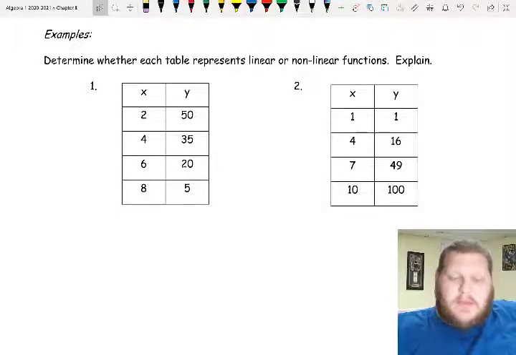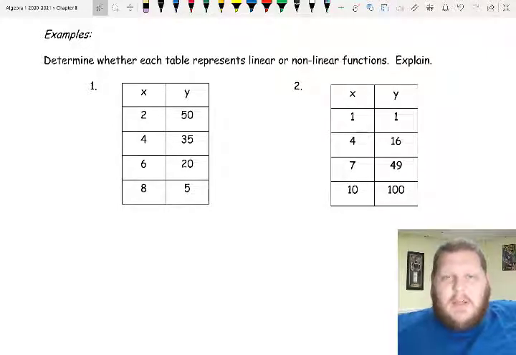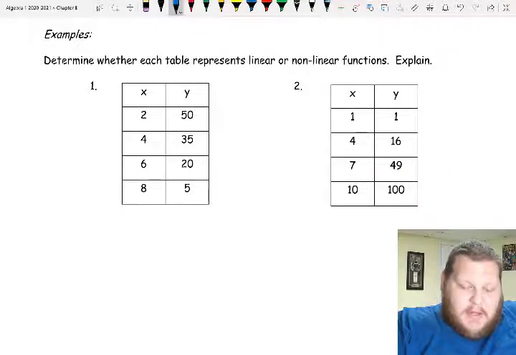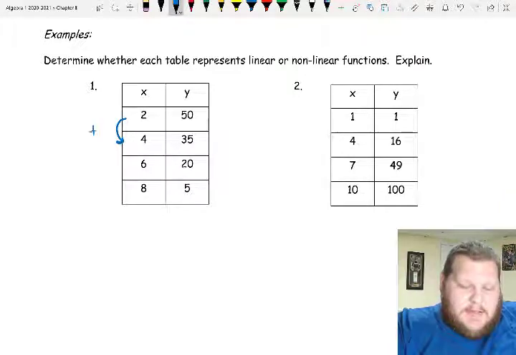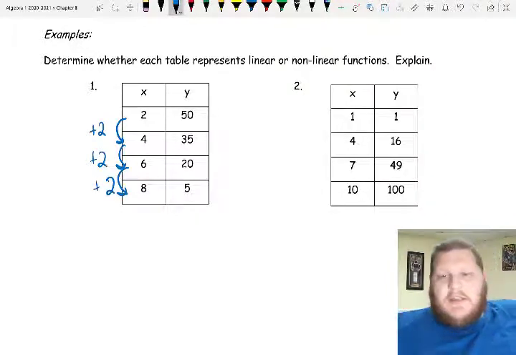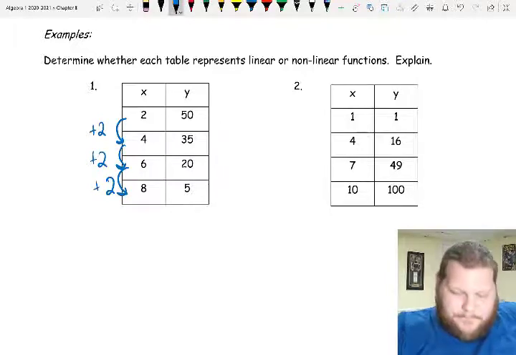What we want to do here is look, as I look at my table, do my x values change at a constant rate, and do my y values change at a constant rate? So going from one row to the next in my table, I'm just going to see, to go from 2 to 4, what is my change? In this case, I'm going up 2. If I go from 4 to 6, that again is adding 2. 6 to 8, I'm adding 2. So you can see here, in this case, my x values are changing at a constant rate.